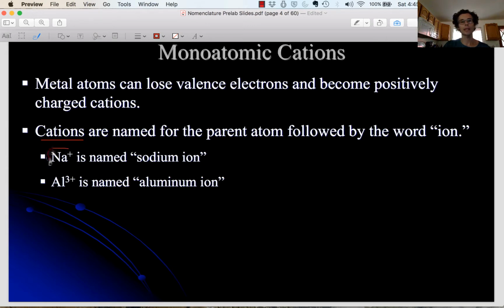So check it out. Sodium plus, it's clearly an ion because it has that positive charge. You're just going to name it as sodium ion. Aluminum 3+ you're going to name as the aluminum ion, so it's a cation. You're just going to name it aluminum, which is the parent name, followed by ion, and you're good. Notice that these ions only consist of one element, one atom, so monoatomic. That's why we call them monoatomic, because there's only one atom involved with the ion.